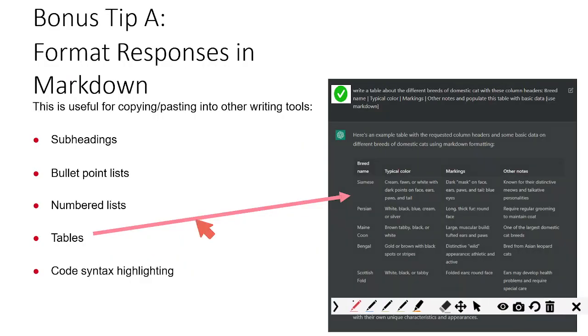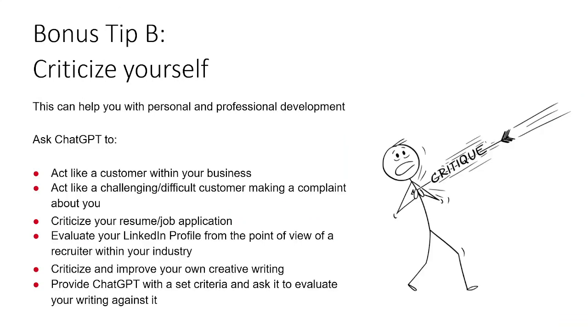One more demonstration: you can see that this might be useful if you wanted to copy and paste into other writing tools. For example, I'm asking, can you please represent the data in a tabular format, and I'm also explicitly specifying the column names as well. So the breed is one of them, the name, typical color, markings, and other notes, things of that nature, right? I found this very, very useful.